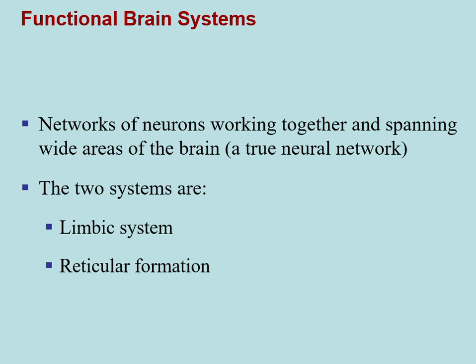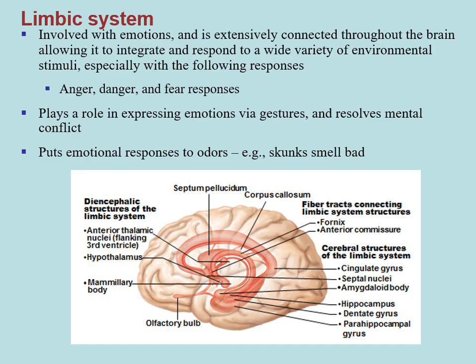There are also two functional brain systems. These are just networks of neurons working together, and they span really wide areas of the brain, so they're true neural networks. The two are the limbic system and the reticular formation. Now, the limbic system consists of areas of the cerebrum and the diencephalon, and is involved in emotions and very extensively connected throughout the brain.